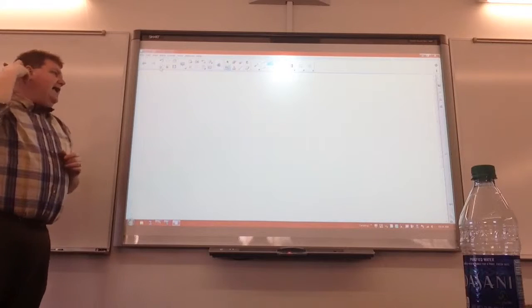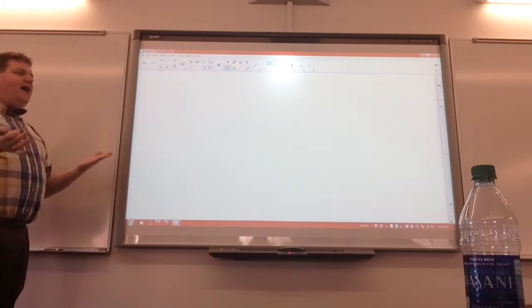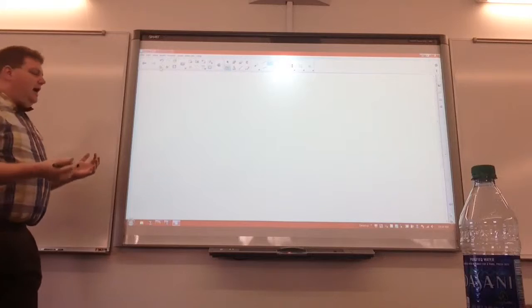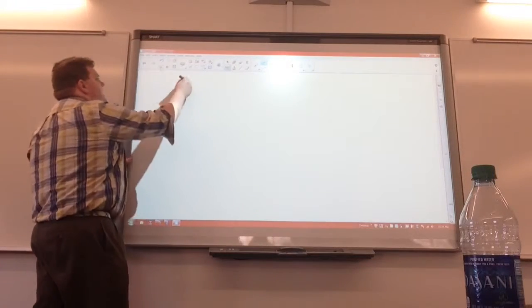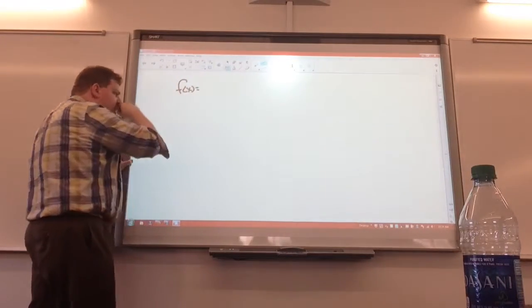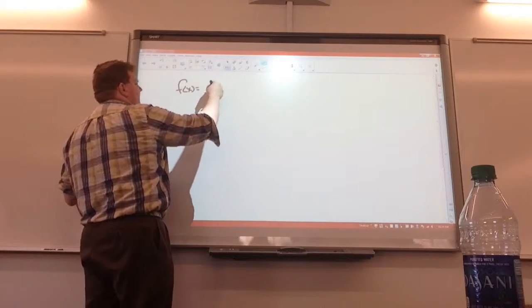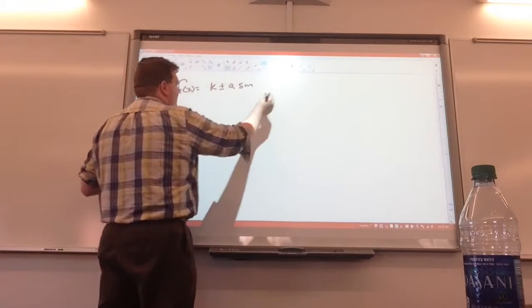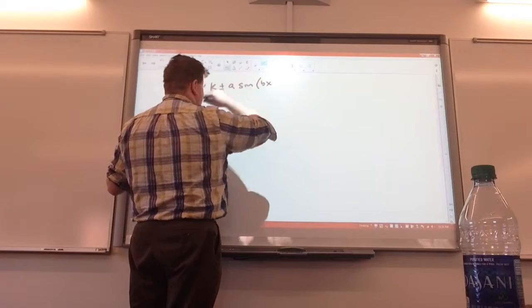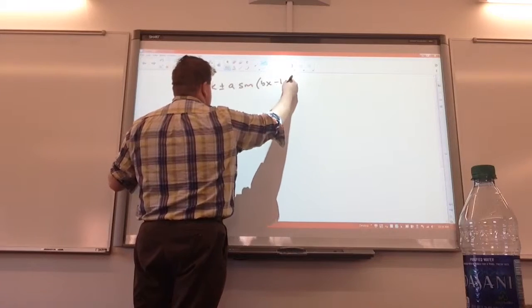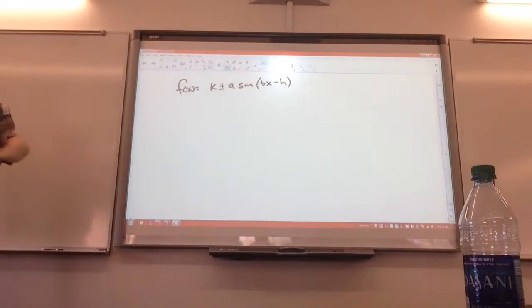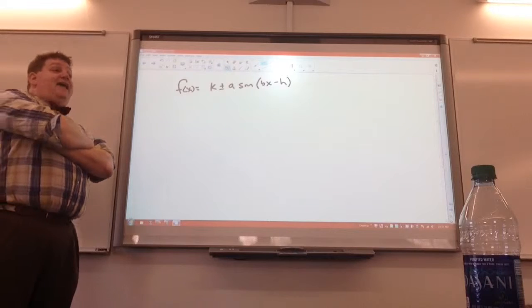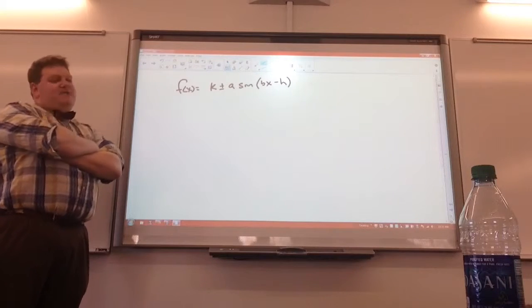So I can think of a sine wave or a sine graph as being written as f of x equals k plus or minus a sine of bx minus h. Okay? Now, some of those letters up there should be familiar from the standard transformations we did with earlier graphs, right? For example, what do you think the k is going to represent up here? Up or down? It'll be vertical shift.